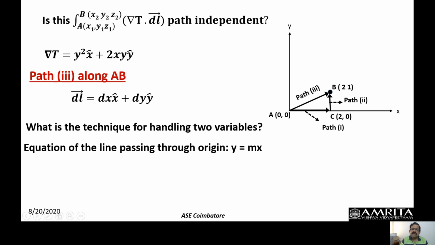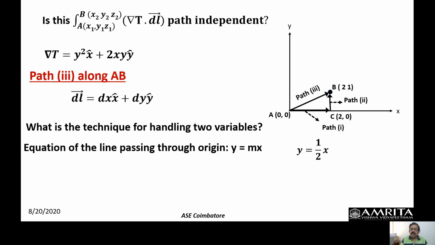So the equation of the line when moving from point A to point B will be y equal to mx, where m is the slope, and m is given by y2 minus y1 divided by x2 minus x1. So y2 minus y1 will be 1 minus 0 divided by 2 minus 0. So what will be the slope? m will be 1 by 2, and therefore the equation will be y equal to half x. So dy will be essentially equivalent to half of dx.